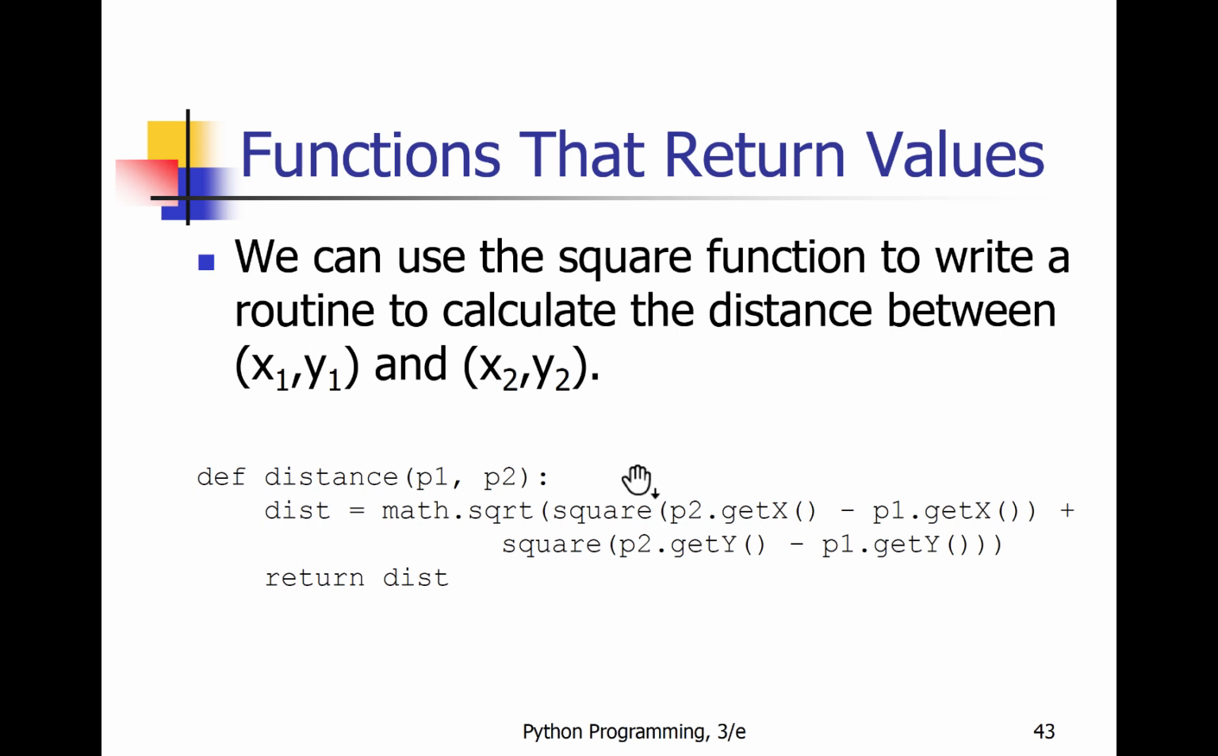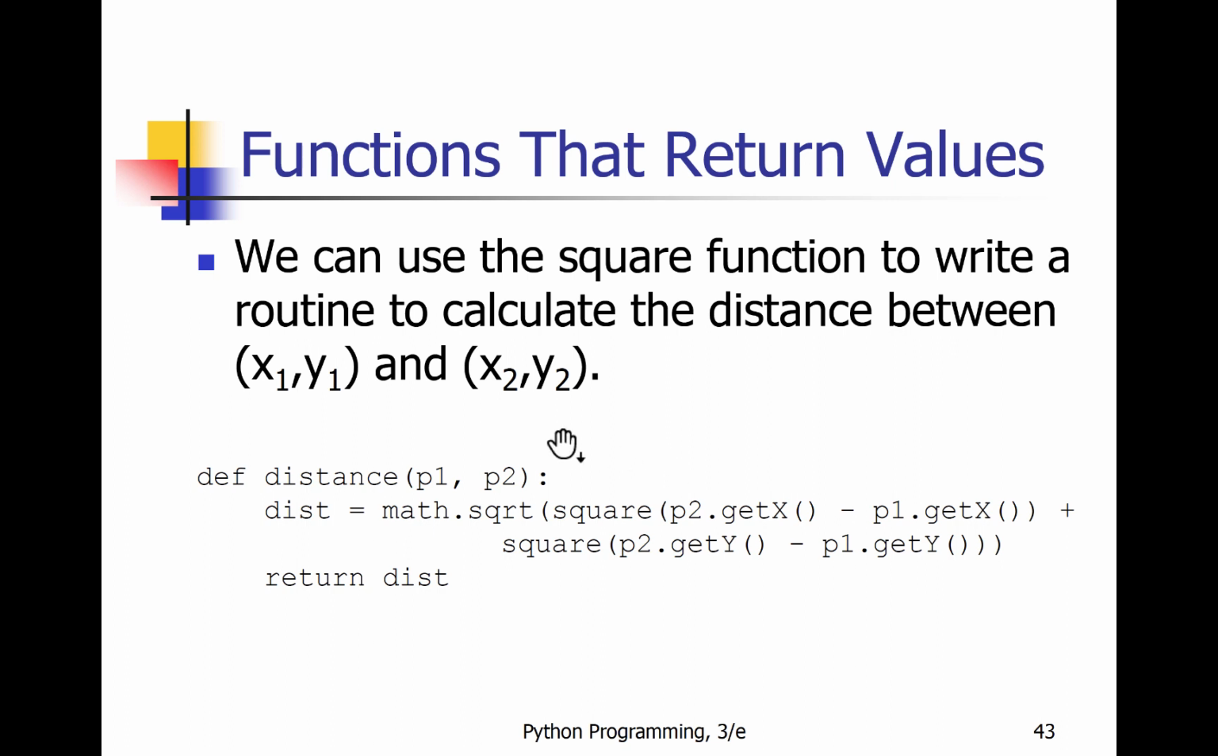So here's some math, okay? So we can use the square function to write a routine to calculate the distance between 2 points, okay? And how can we do this? Well, we use geometry, okay? So we take the square root of the square of the difference in the x's plus the square of the difference in the y's, and this is what equals the distance.